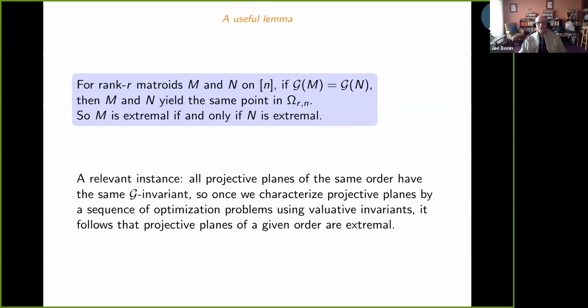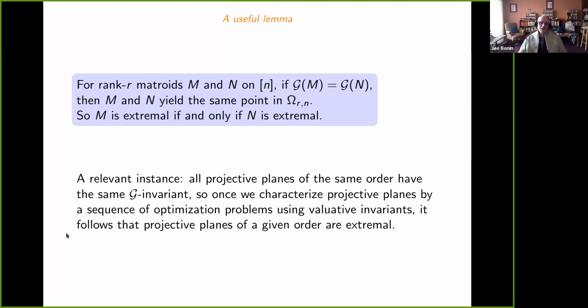Okay. Another useful result in the last of the background is this: if 2 matroids have the same G invariant, they actually determine the same point in the polytope of matroids. The polytope of matroids really is set up to correspond to the G invariants of matroids. As a result, if M and N have the same G invariant, one is extremal if and only if the other is extremal.